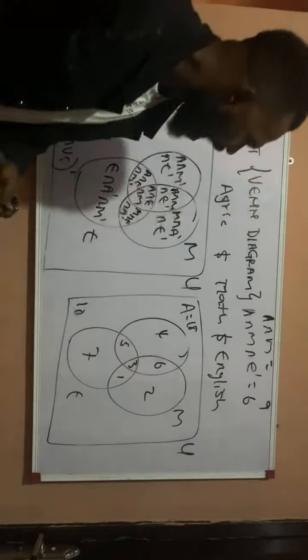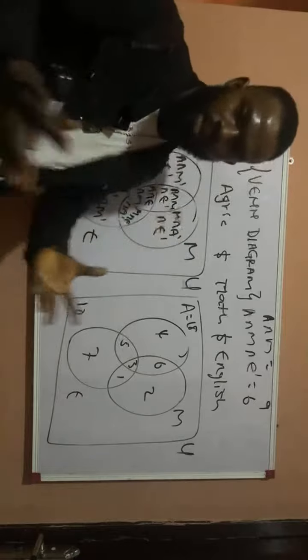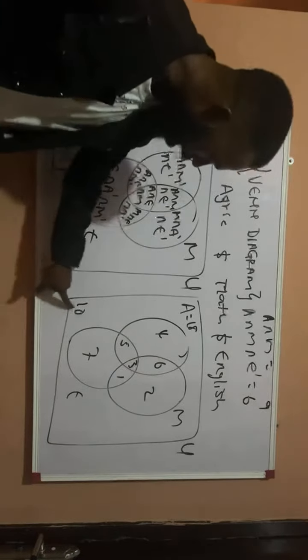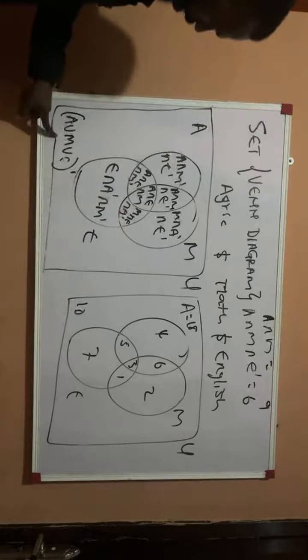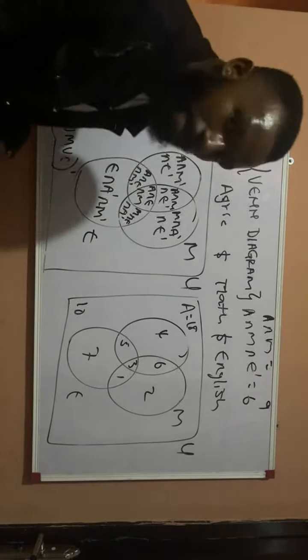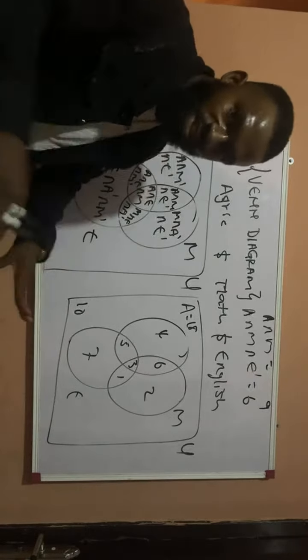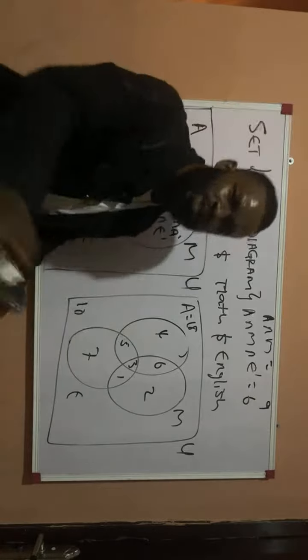What if the question says, how many students do not offer any in the class? Our answer becomes what? 10. Remember I told you, they are always outside. They are in the class, but they don't do anything. They are just in the class. They make up the total universal.